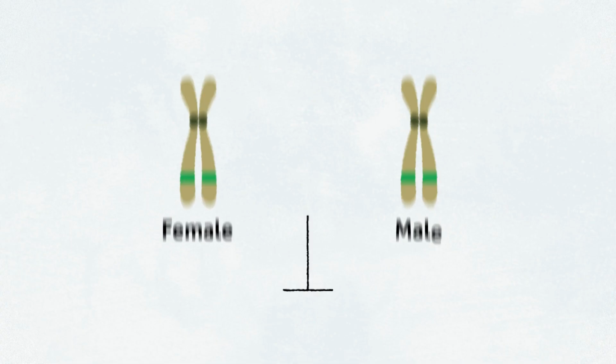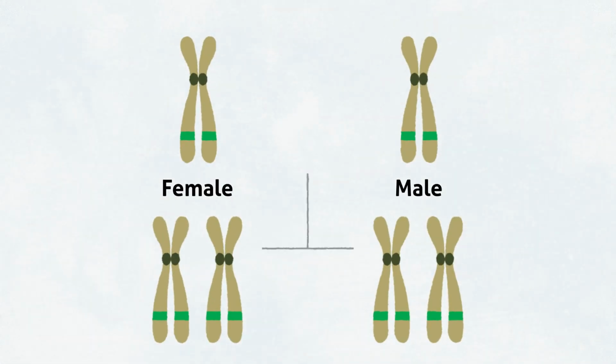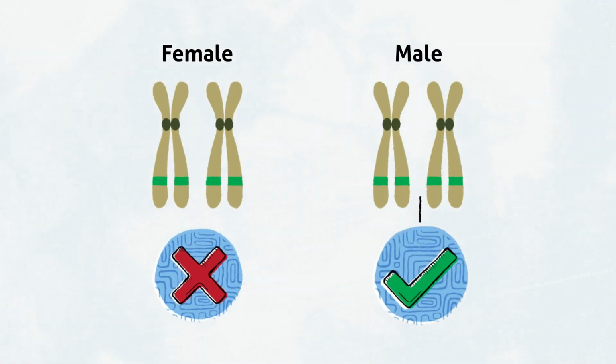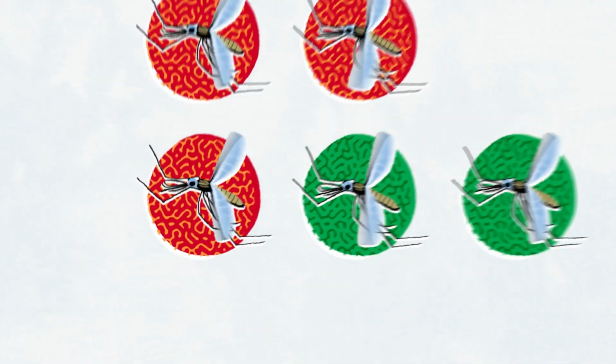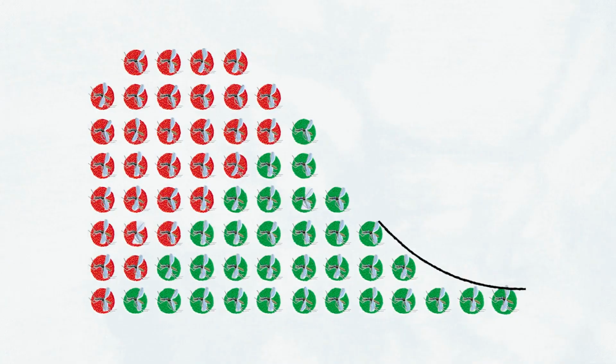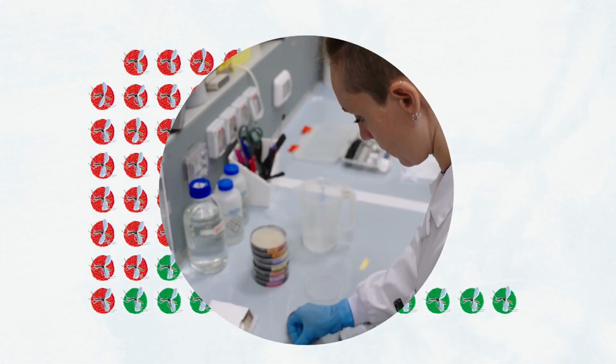Only females that inherit the gene drive from both parents will be sterile, while males can still reproduce and will keep passing the gene drive to future generations. As more and more females become sterile, the population of malaria mosquitoes would decline, ultimately leading to less malaria transmission.